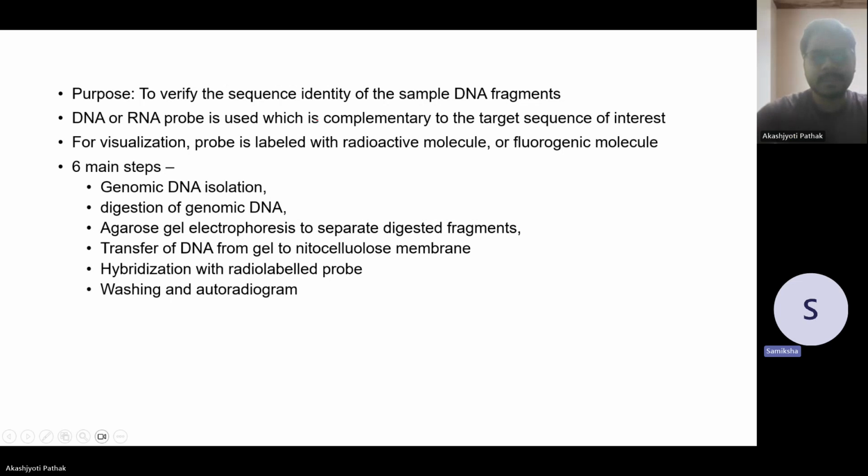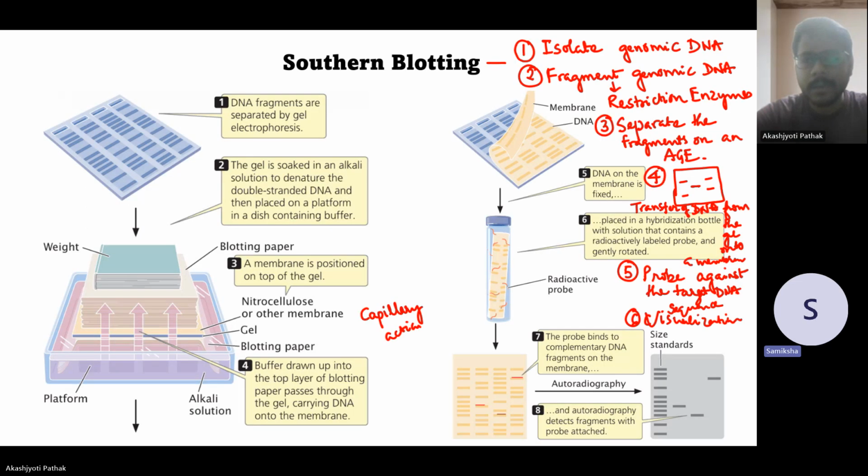Sir, what you said about the reason, capillary action, what was the reason for not having the probe with the gel? Sorry, can you repeat? What was the reason for not having the probe with the gel?